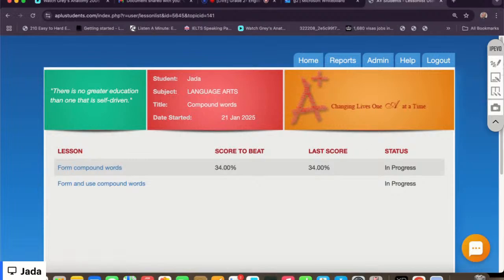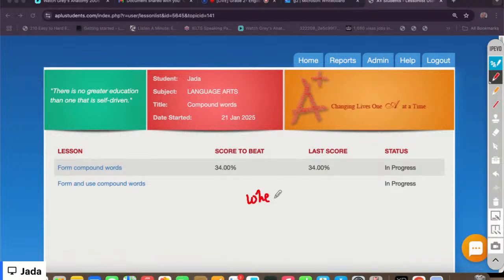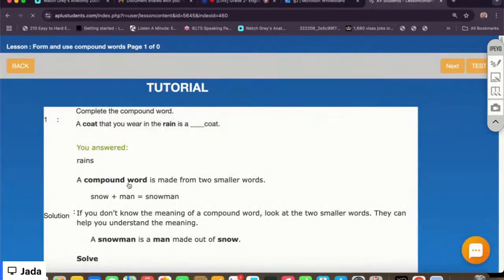Wheel plus chair. So we have wheel plus chair gives us wheelchair, right? Okay, that's a compound word. Okay, no questions. So let's move on to this.